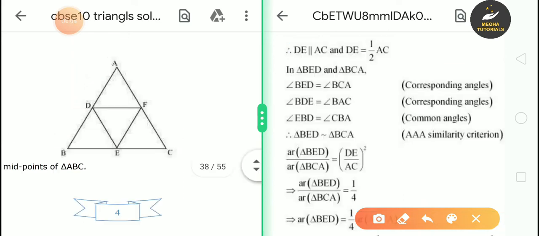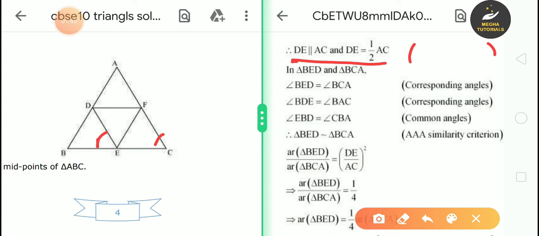Okay, so let's go ahead. We are considering D and E, the midpoints of AB and BC. Therefore we can write DE parallel to AC and DE is equal to half of AC, in bracket midpoint theorem. We have learned this theorem in 9th standard. Now in triangle BED and BCA, triangle BED means this triangle and triangle BCA means the full triangle. Please check angle BED, this angle, and angle BCA, this angle, are corresponding angles.